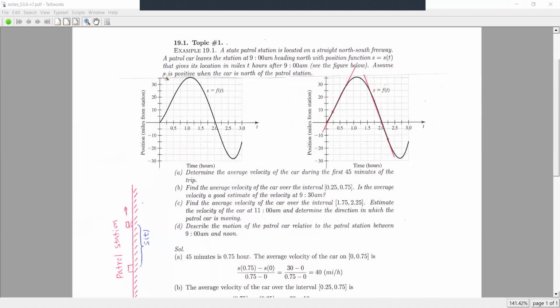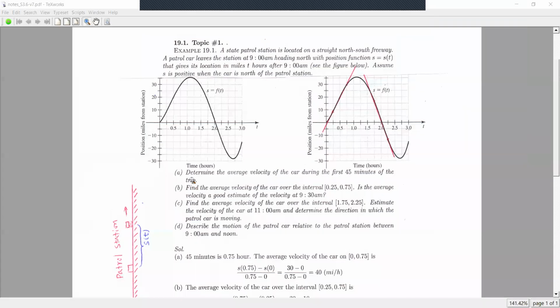Assume that the position is positive when the car is north of the patrol station. From this diagram, when time is between 0 and 2, the position function is positive. That means that between 0 and 2, the car is north of the station. Between 2 and 3, the position function S is negative. That means that between 2 and 3, the car is south of the station.